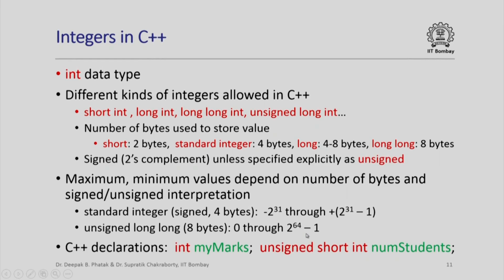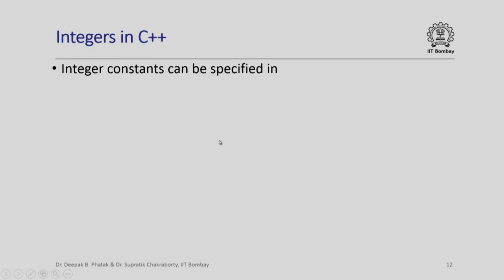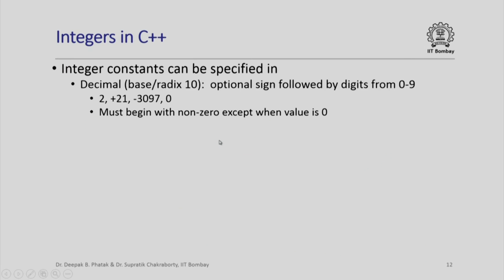In C++, you declare a variable of integer type by putting the type name here, int, then putting the variable name mymarks, or you say unsigned short int, that is the type name with the qualifiers, and then the variable name. You can also represent constants, integer constants, in C++.